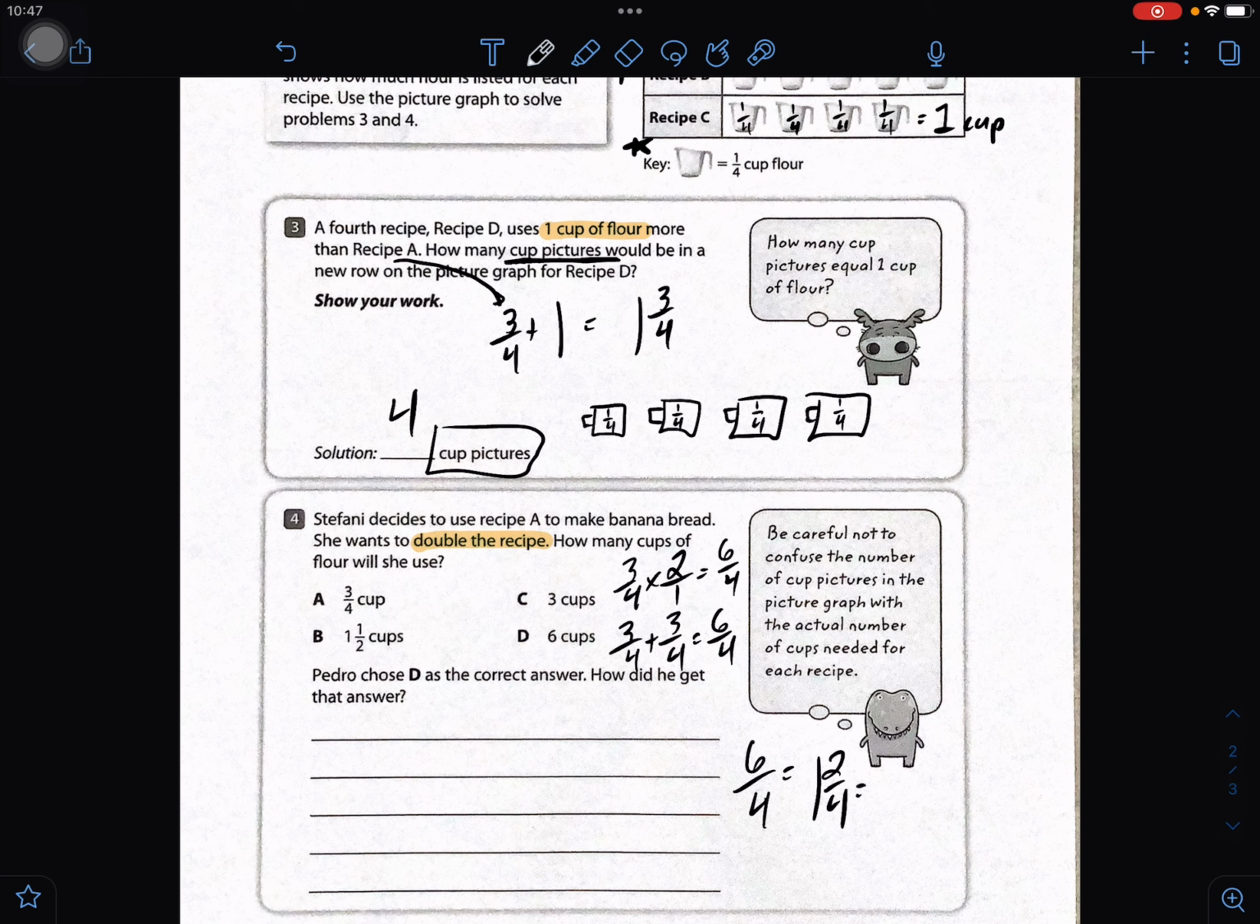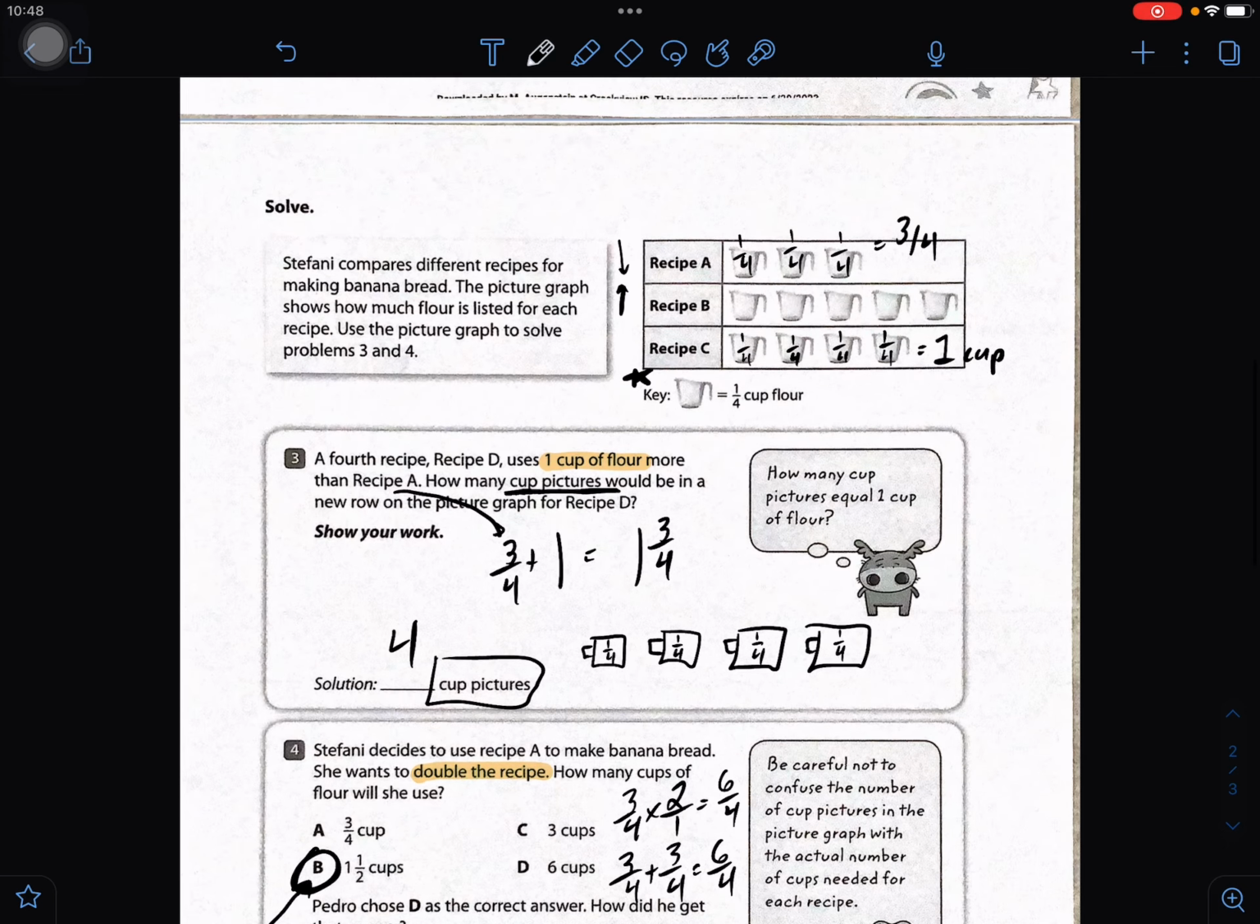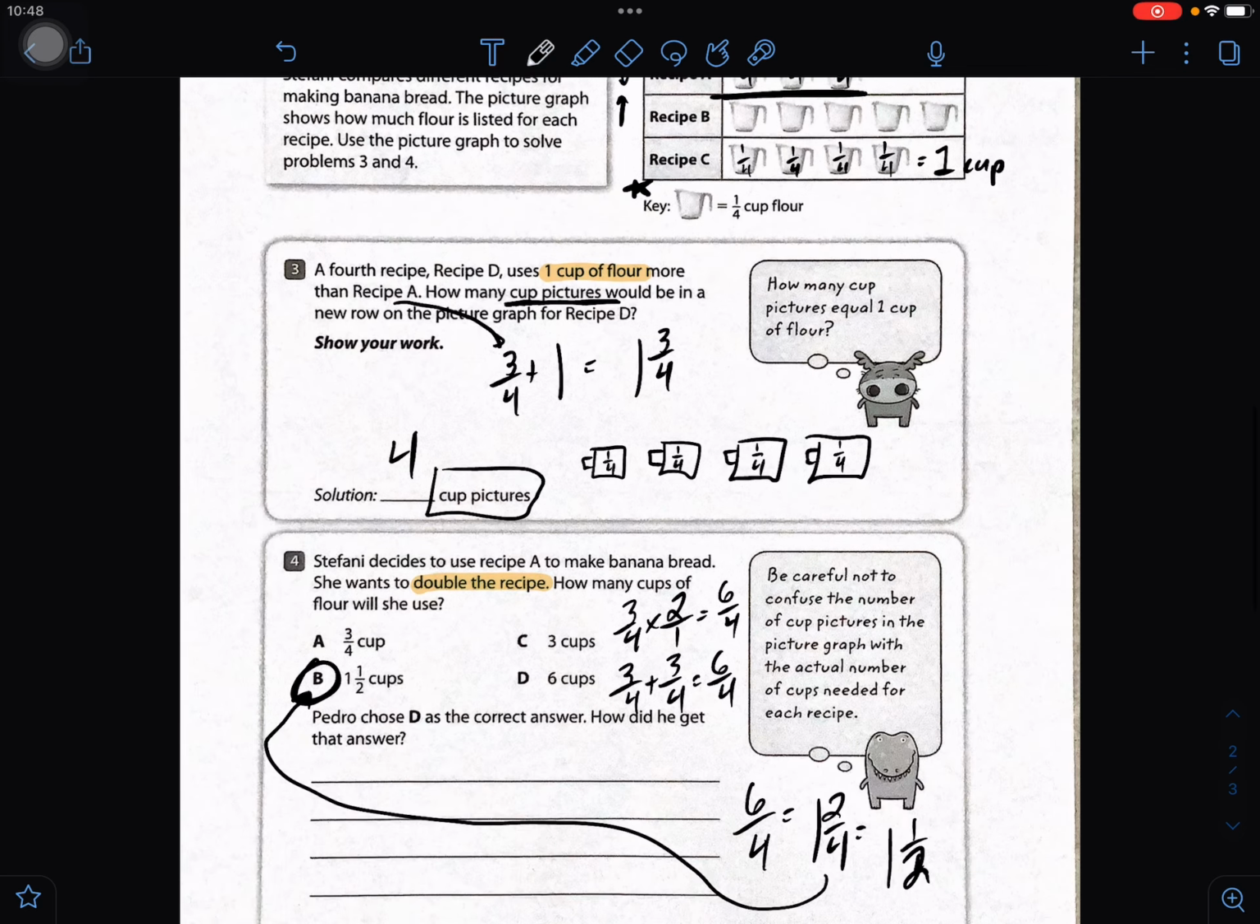1 2/4 is not on my choices, but I know that Mr. A has taught you well with equivalent fractions. 1 2/4 simplifies to 1 1/2, which means B. Pedro chose D as the correct answer. How did he get that answer? 6 cups. I bet Pedro just looked at the number of pictures in the pictograph, and he doubled it to get 6 of the pictures, but each picture represents only 1/4 of a cup.